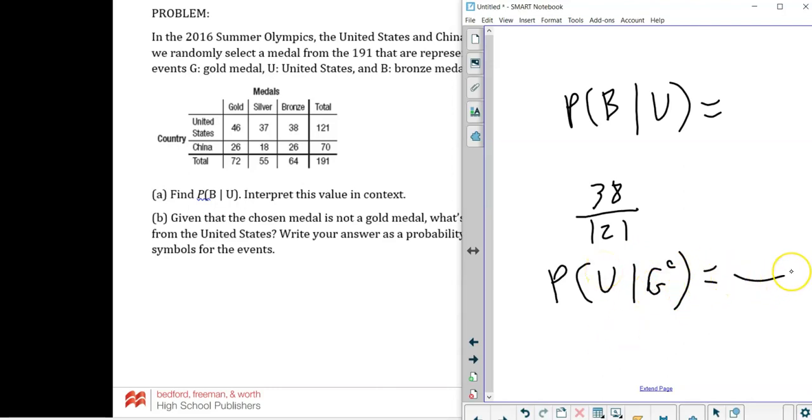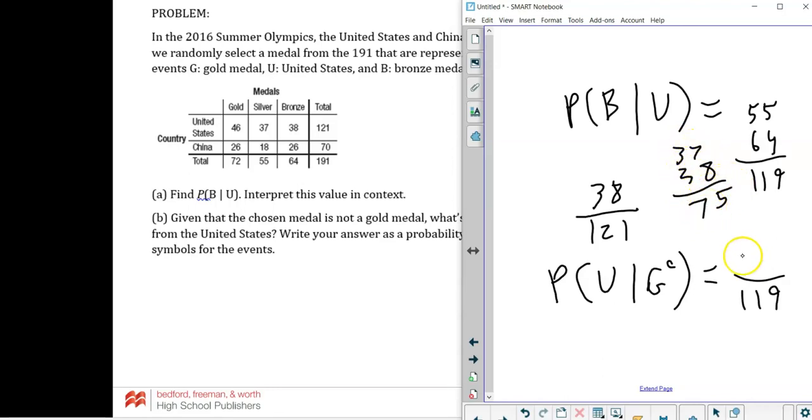So the denominator would be not gold. So how many folks are not gold? We have 55 silver and 64 bronze. That's 109. No, wait. Let me just add that to be sure. 55 and 64. I think that's not 109. That's 119. Sorry about that. Okay, so out of those who are not gold, all those silver and bronze, 119 folks, I want to pick USA. So USA, of those two columns, 37 and 38, I'm going to add those up. You get 75, so it should be 75 out of that.